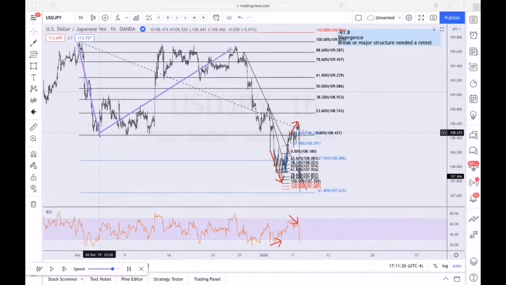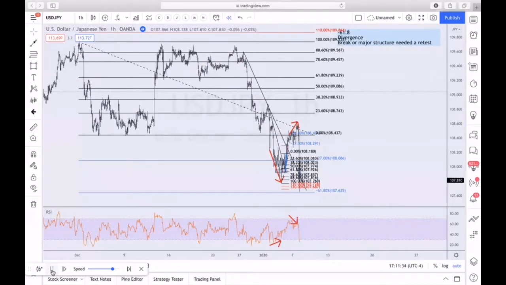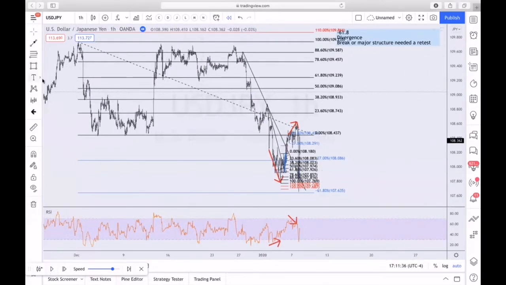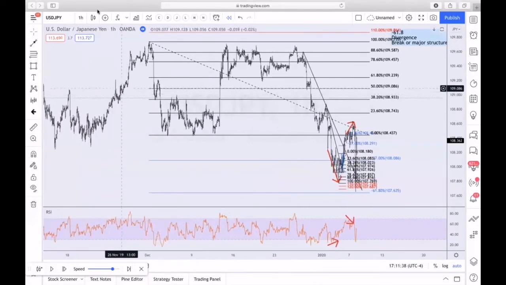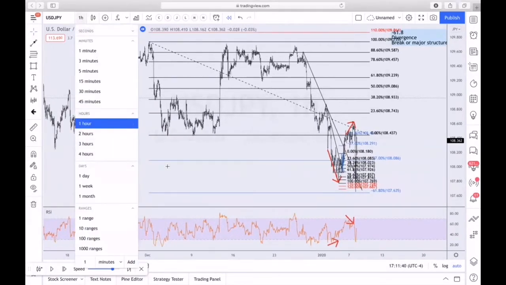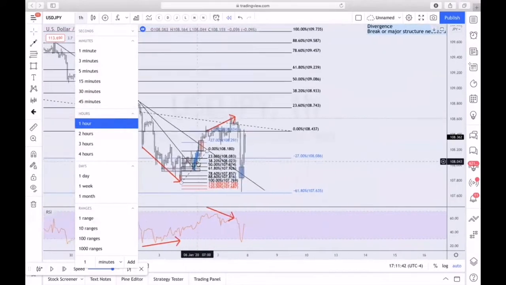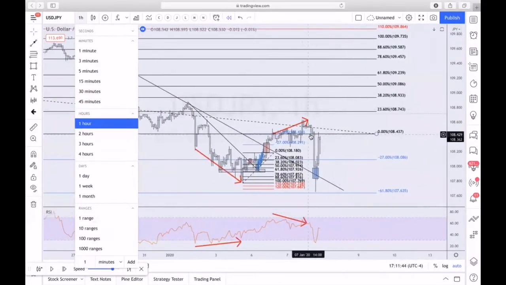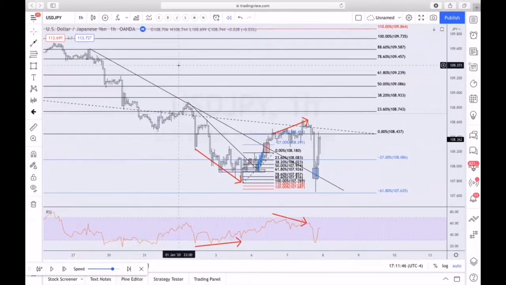So we have our impulse, correction, continuation, all right? I'm gonna play this out some more because ultimately all it did on major structure was literally hit our negative 61.8 for our overall structure. All right, let me line this up.